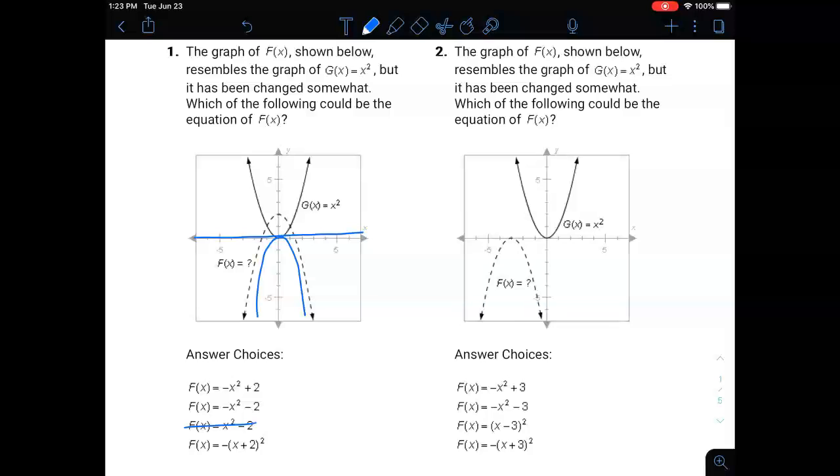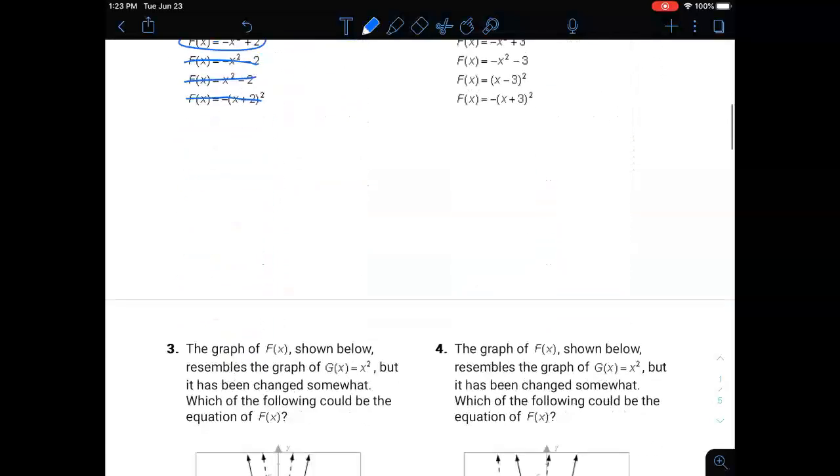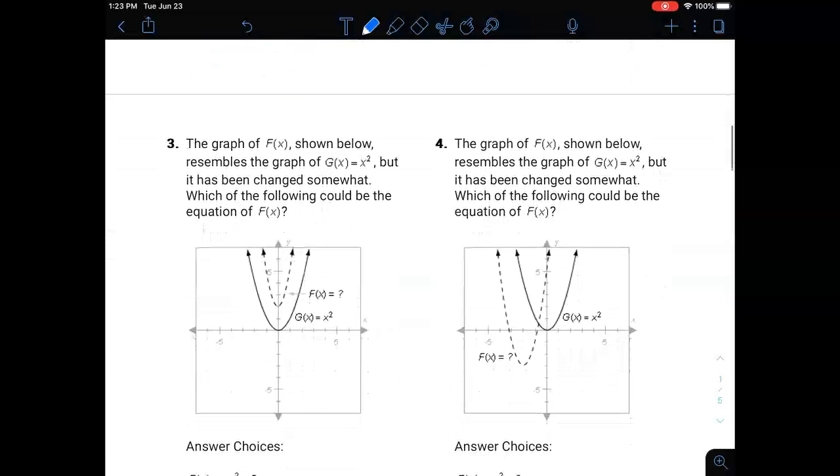But we then moved our graph up 2 units, 1, 2. Since we moved our graph up 2 units, we have to add 2 to our equation. All right, so it's not subtracting 2. And this one here would be as if we were moving it to the left. So the first answer choice is correct here.